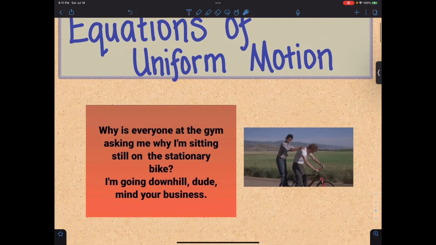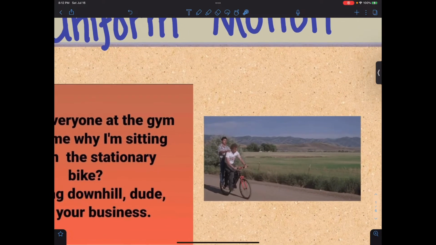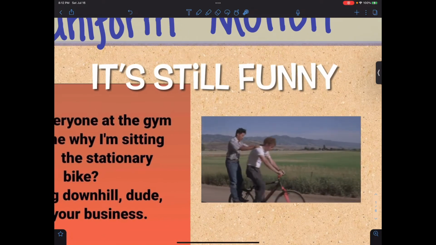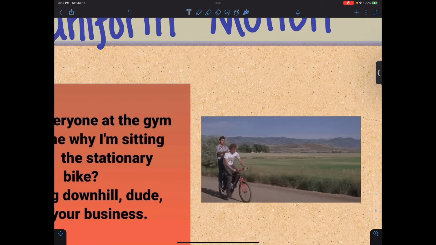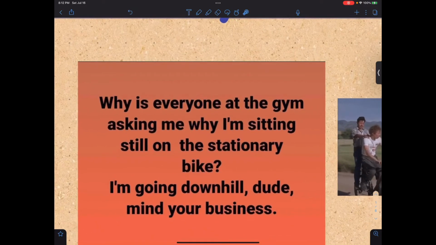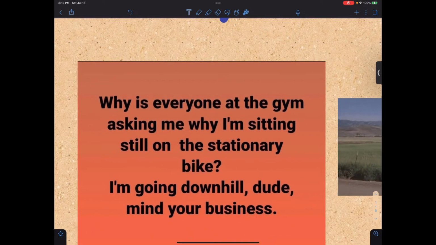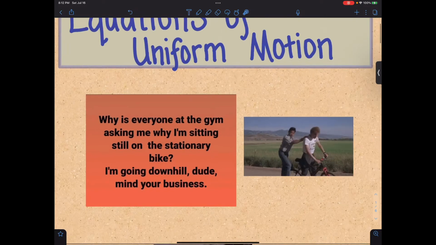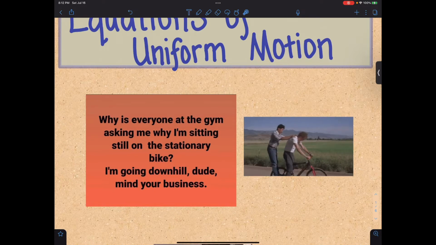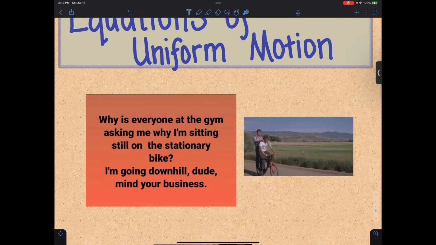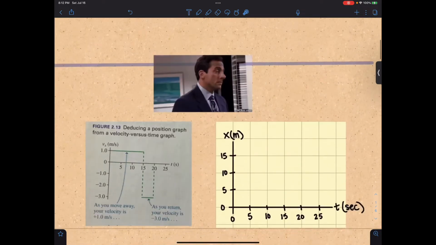First of all, a little bit about bike riding. You remember that scene from Napoleon where he gets hit in the face with his stick. Okay, why is everyone at the gym asking me why I'm sitting still on this stationary bike? I'm going downhill, dude. Mind your business. Yeah, maybe I could be going downhill. You've probably seen me slack off at the gym a little bit. All right, anyway, let's get going.